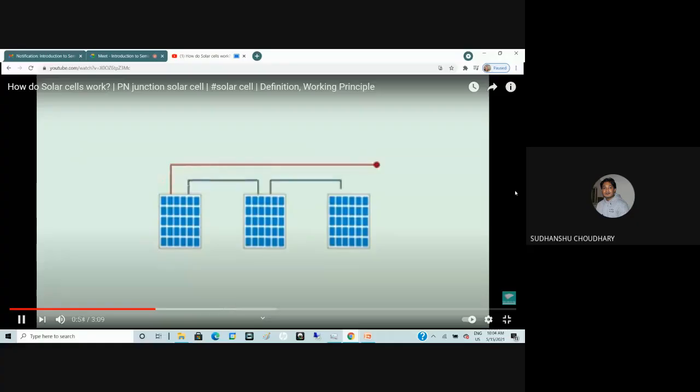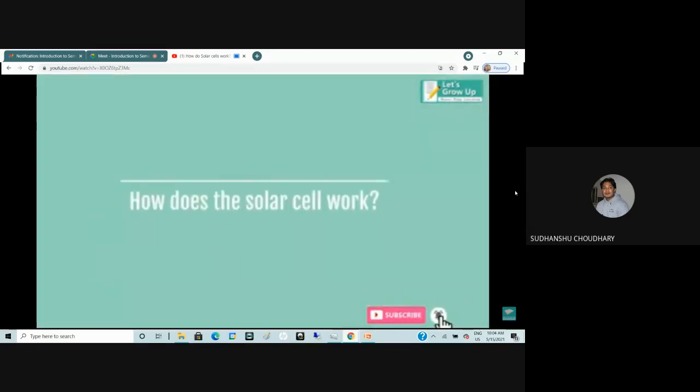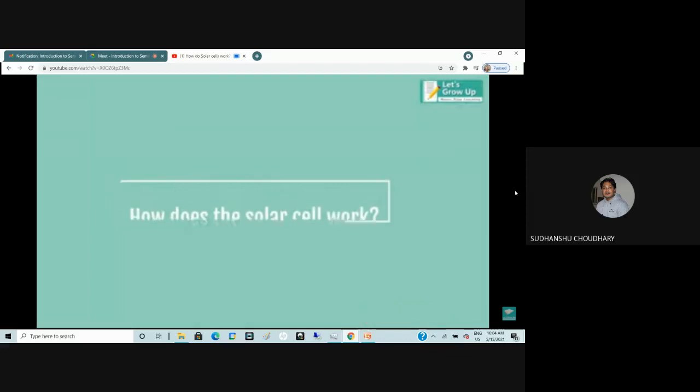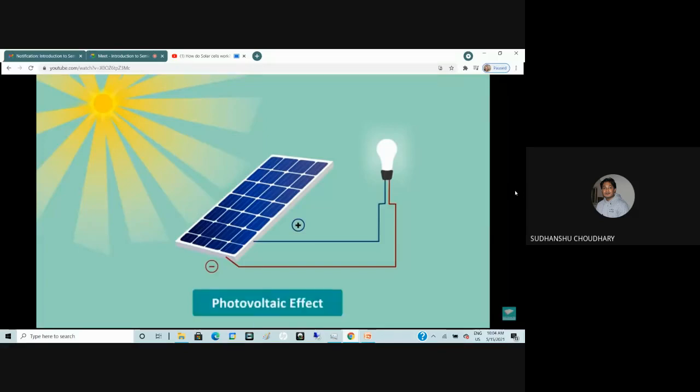Producing about 0.5 volts. Combining solar cells together is known as a solar array and can be used to achieve the required current and voltage. How does the solar cell work? The generation of electricity on exposure to sunlight is known as the photovoltaic effect. This principle is used by solar cells to produce electricity.